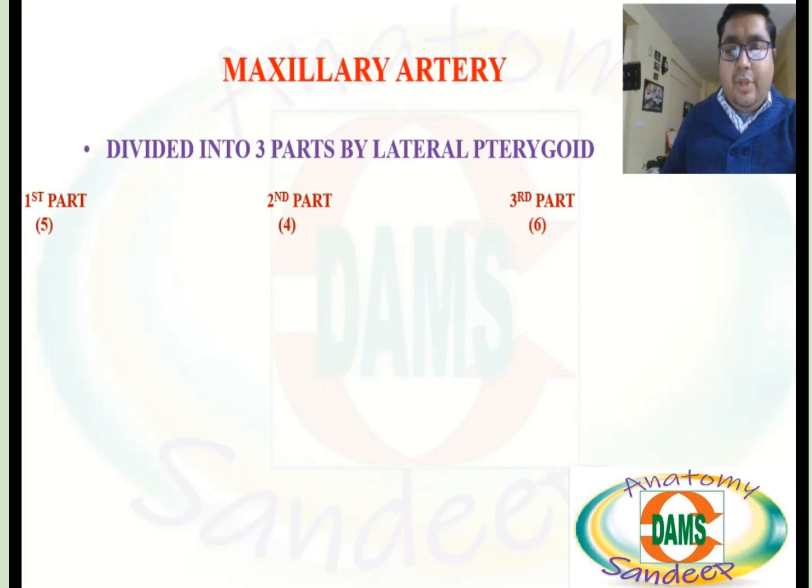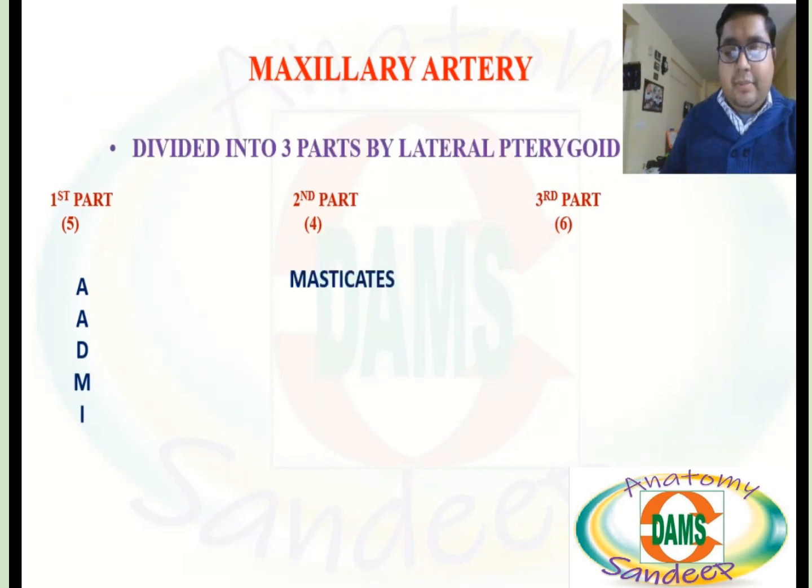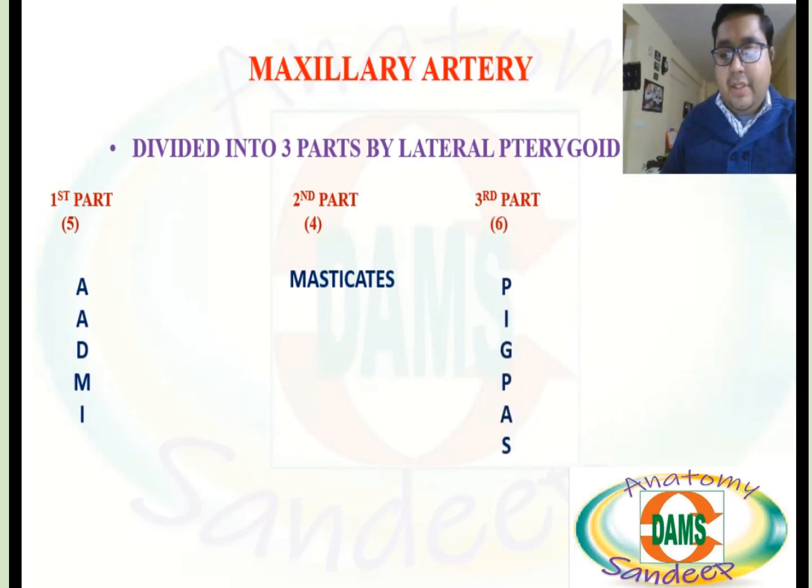And what is the mnemonic to remember the branches? The mnemonic goes like "Admi masticates." Please pay attention, this is "masticates" only. So "Admi masticates and pig pass." So "Admi masticates, pig pass" is the mnemonic. How to utilize this mnemonic?